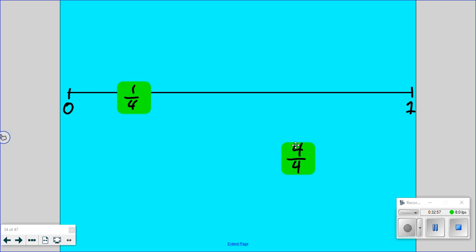Not closer to the 1. On the 1. If I have cut something into 4 pieces, Bowen, because yours is not in the right spot. I'm looking at it, it's not in the right spot. If I have 4/4, I've cut something into 4 pieces, and now I have all 4 pieces. I have 1 whole. It should be exactly on the 1.